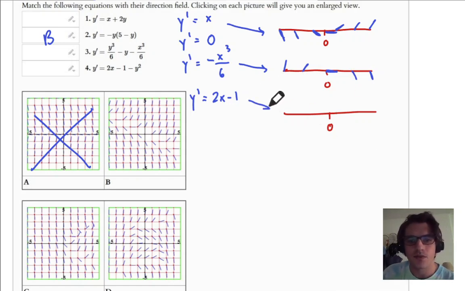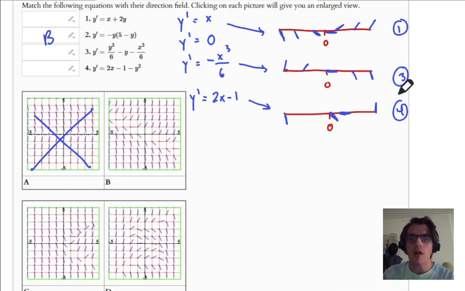And the last, if we plug in a -5, we get -10 minus 1 is -11, so that's quite negative. If we plug in 0, we get -1. So we don't have a slope of 0 at 0. We have a slope of 0 at, looks like, 1/2. And then once again, if we plug in 5, we'd have a slope of 9. So we're going to be increasing. Okay, so I'm going to label these 1, 3, and 4. 1 and 4 are quite similar, but the thing to watch out for here is that in 4, the slope is not 0.